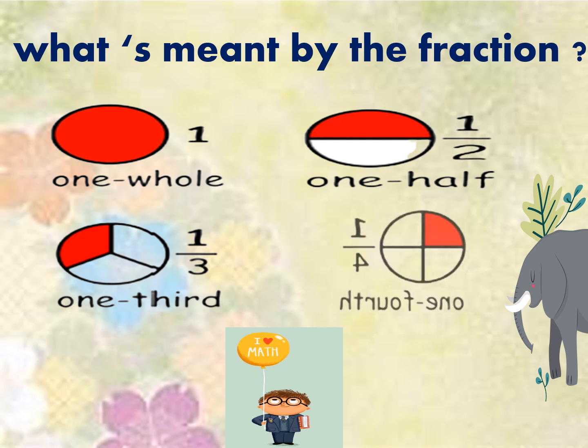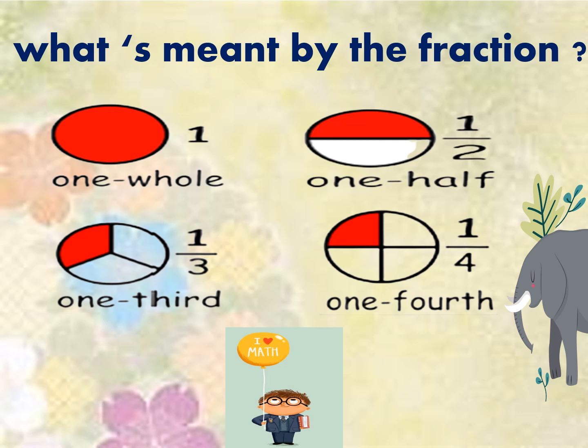The last type, 1/4. The circle is divided into 4 parts and one part is colored. When I color one part, I write 1 on top and the total parts, 4, on the bottom, so 1 over 4. So I read it like this: 1/4. Again, 1/2, 1/3, 1/4.